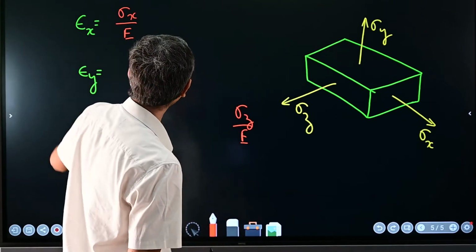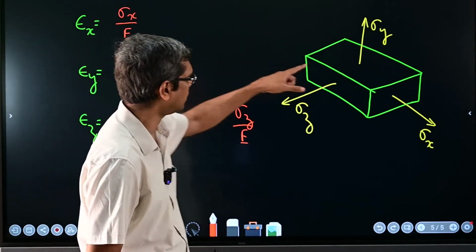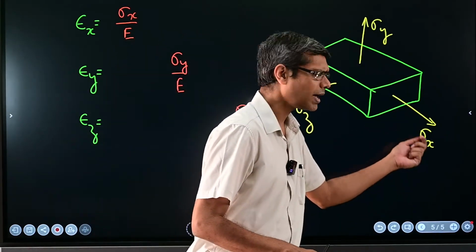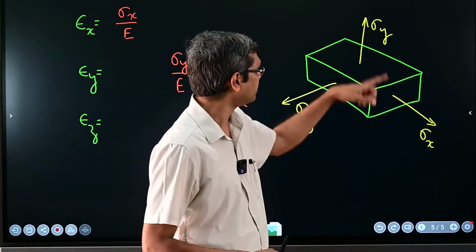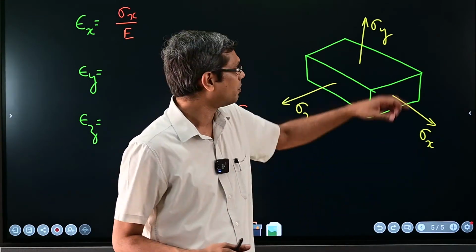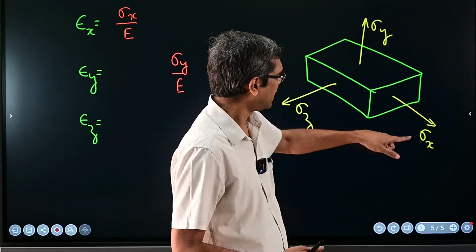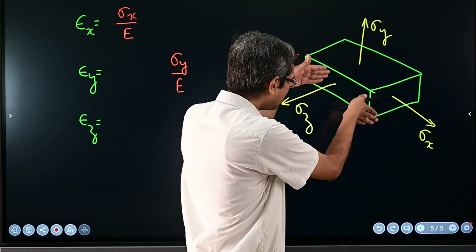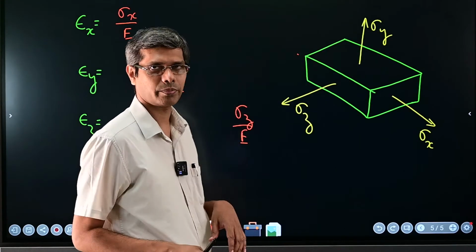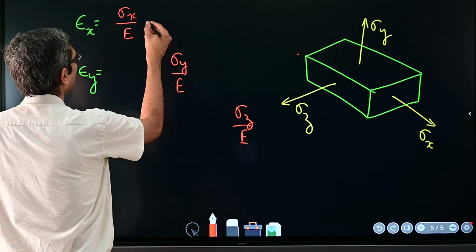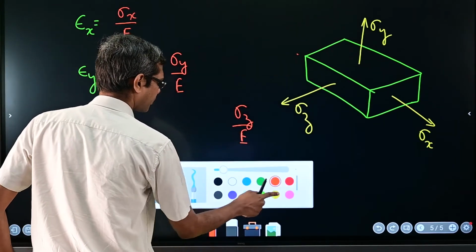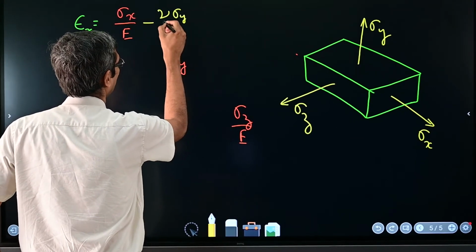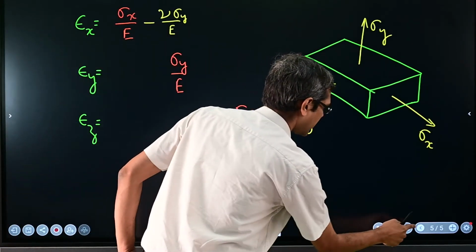Now let's see the x-axis. This is the contribution from sigma x, but when sigma x is acting, sigma y is also acting at the same time. For sigma y, the x direction is the lateral direction. So because of this pull, the x side length will be compressed a bit, and the strain should come as negative of nu sigma y over E.